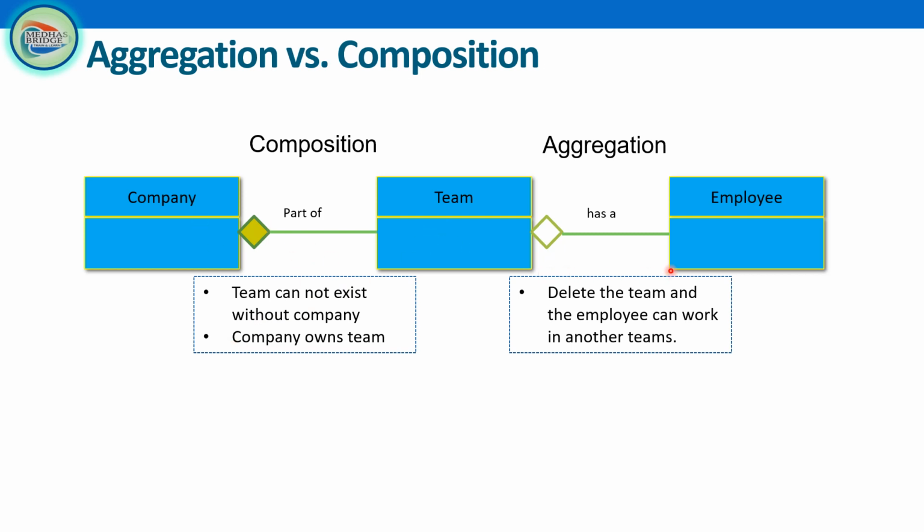Look at the other side. Team and employee. If you delete the team object, the employee can work in another team. So the association relationship between the team and employee is an aggregation, a has-a relationship.